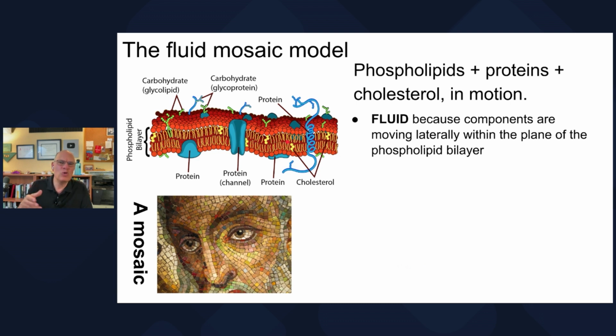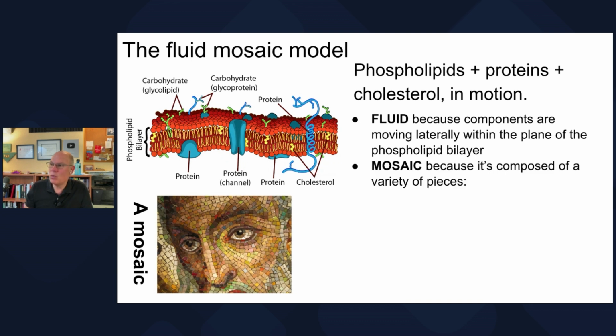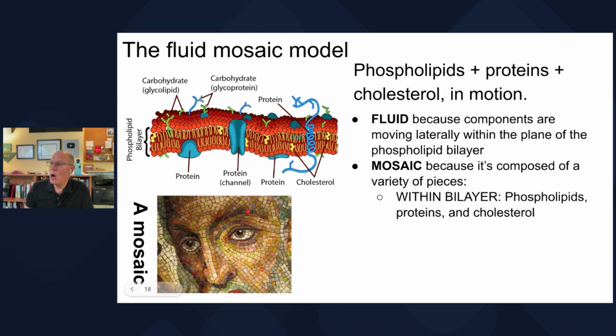You should think of a droplet of oil that's floating in water, and think about how dynamic that is. All of those little fat molecules in that droplet would be moving. Well, it's true of the membrane as well. It's a mosaic because it's composed of a variety of pieces. And here is a mosaic piece of artwork, and it's composed of different tiles, and those tiles are put together to create the art. So within the bilayer, you have phospholipids, proteins, and cholesterol.